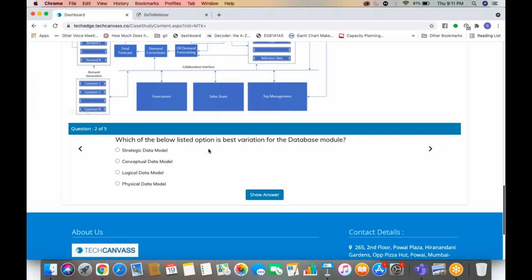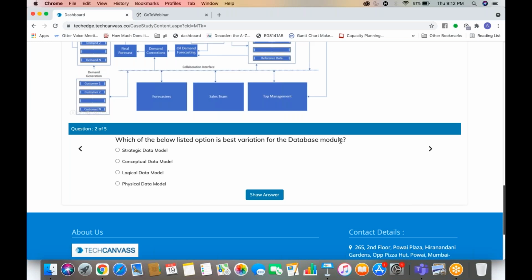Once again, they are asking what is the best option for the database module. Those folks who have gone through the data modeling technique, it is clearly mentioned in webhook that whenever there is a database, it is always a physical data model or logical data model. Now strategic, I guess, is a cooked up answer because there is no strategic data model. It is conceptual, logical, or physical. So I'll straight away eliminate it.